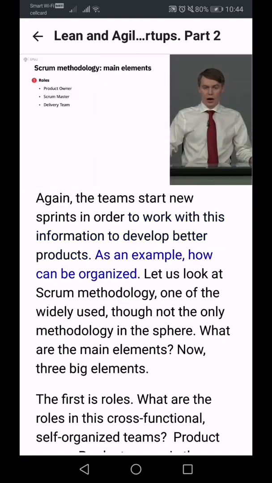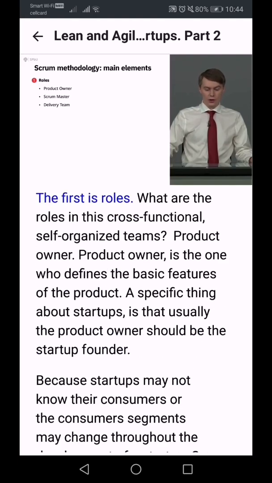As an example of how it can be organized, let us look at Scrum methodology, one of the widely used, though not the only methodology in this sphere. What are the main elements? Three big elements. The first is roles. What are the roles in these cross-functional, self-organized teams? Product owner. Product owner is the one who defines the basic features of the product.